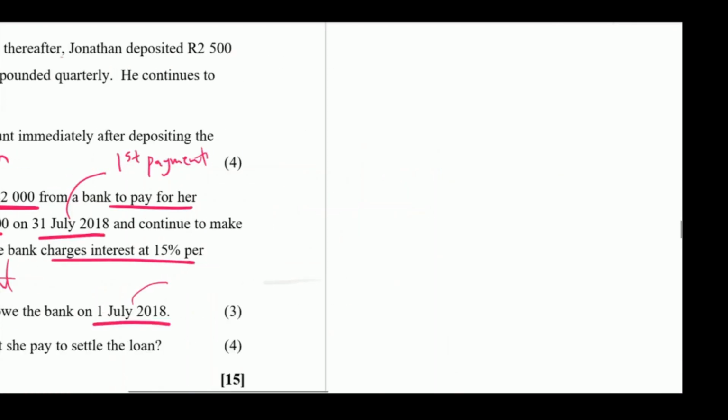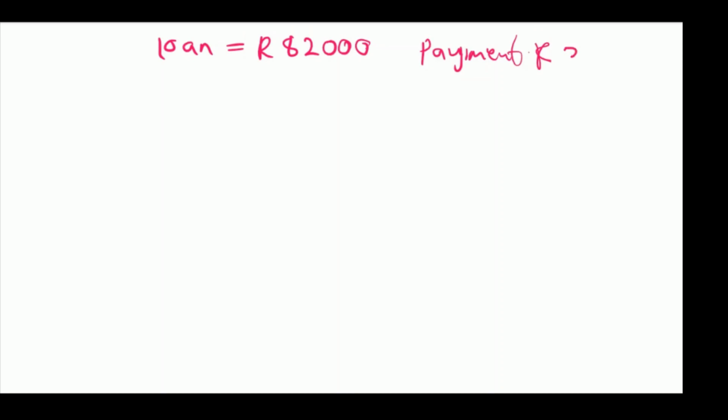We already know the amount that she owes, right? So the loan is 82,000 rand, and the payments that she made are payments of 3,200 rands. Now, we want to know how much she'll owe, right?